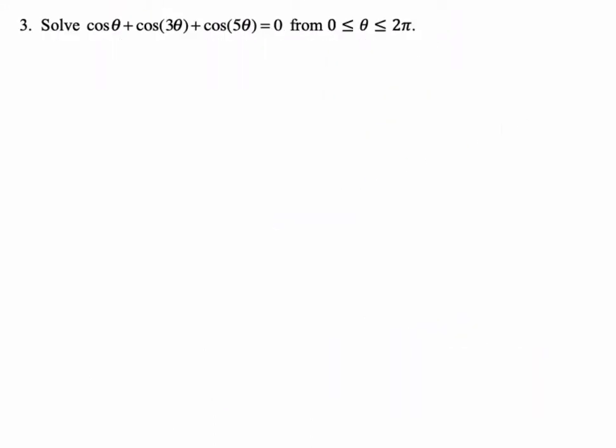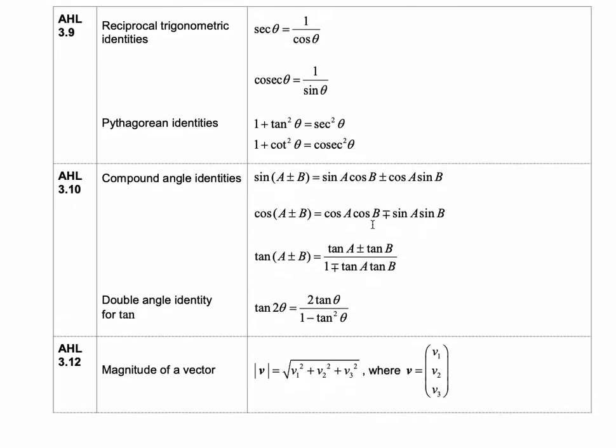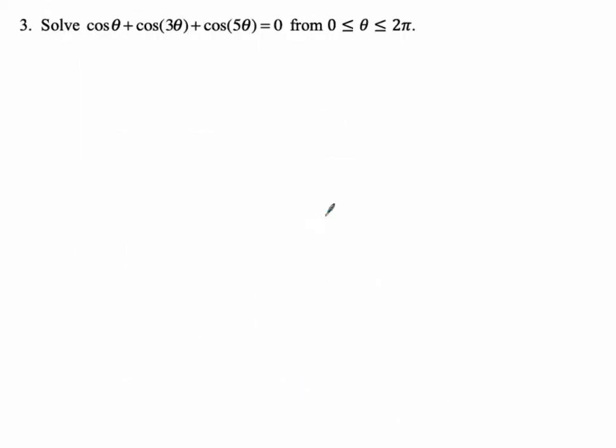Let's do number 3 here. Now we've got cosine theta, cosine 3 theta, and cosine 5 theta. So again, we can use the sum or compound angle identity formula in your formula booklet. Okay, so we can write cosine theta as cosine of 2 theta plus 3 theta. We'll keep cosine 3 theta the same. And then you can write this one as cosine of 3 theta minus 2 theta.